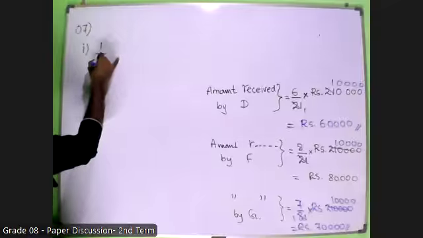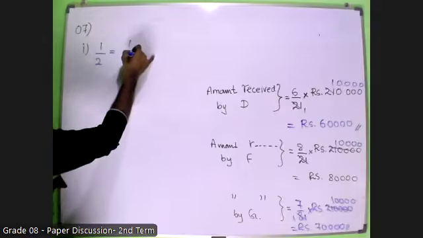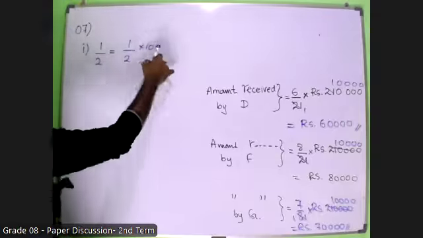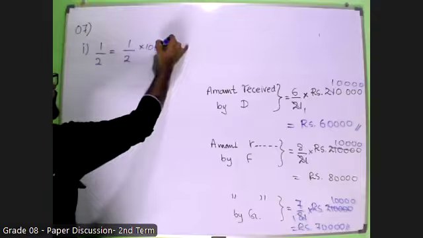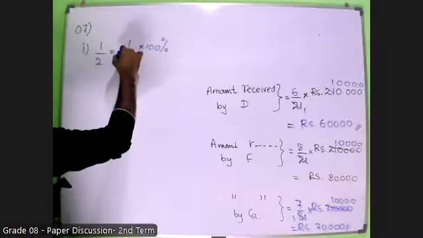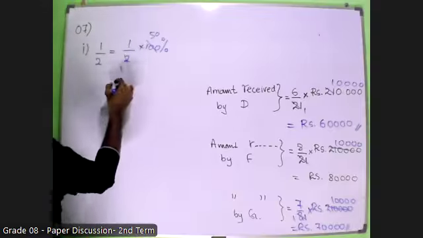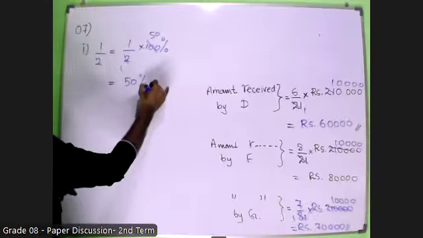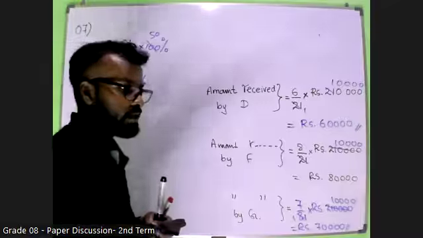So here you have half. You need to multiply 1 upon 2 by 100%. You need to simplify, 2 times 1, 2 times 50. So the answer will be 50%. The final answer will be 50%. That is how we are going to do that.